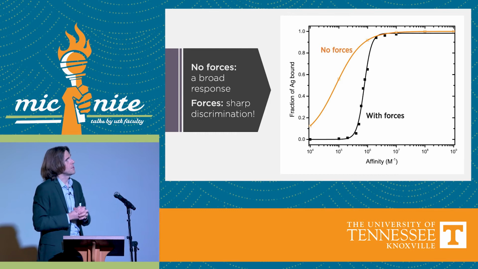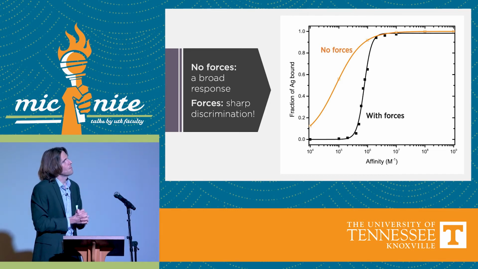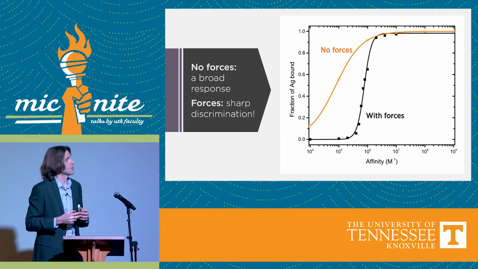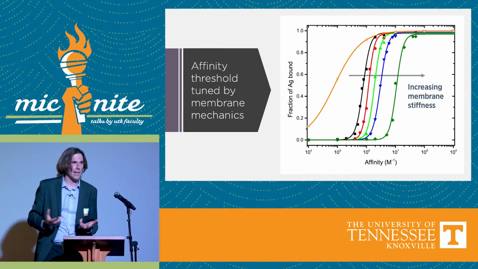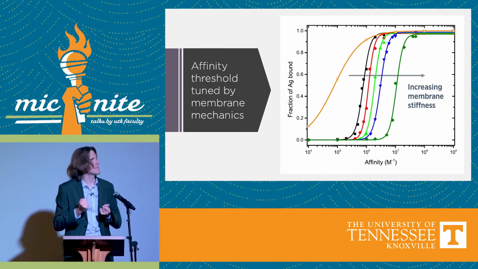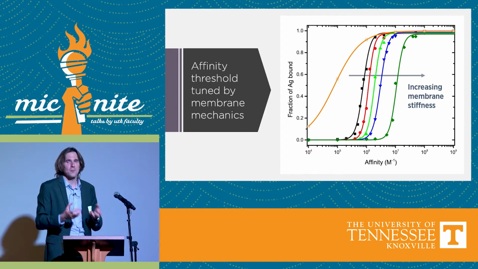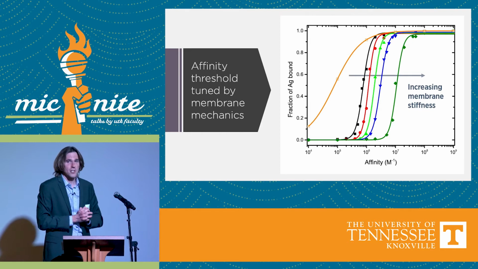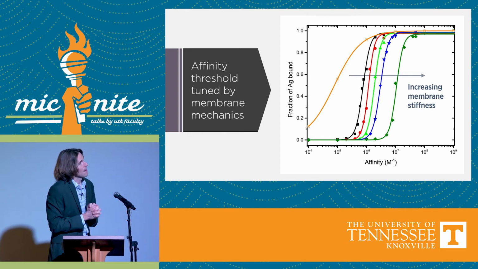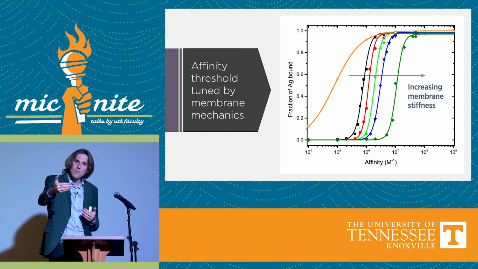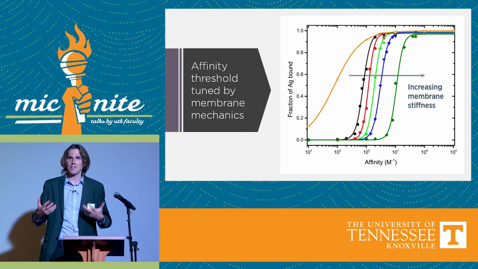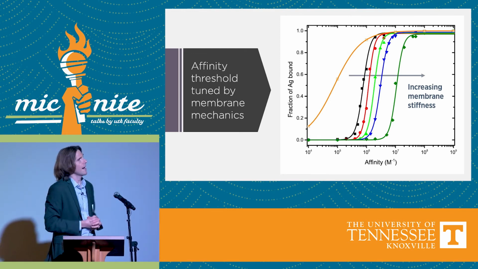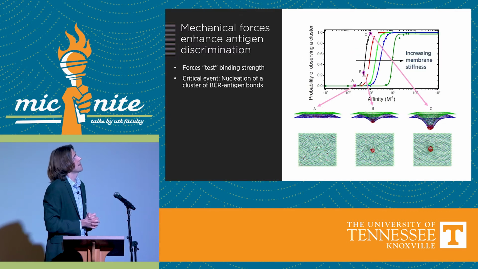In contrast, when you have forces, or this mechanical feature, you see a sharp discrimination where you go from low to high over a very narrow range. This is what you need to have a binary decision where you can decide one versus the other. Now what happens is, as you stiffen the membrane, which is what happens as a B cell matures, you actually shift the location of the threshold, which means that you can distinguish between different affinities. So B cells actually undergo an evolutionary process in our bodies to generate antibodies with higher binding affinity. This is part of that process.